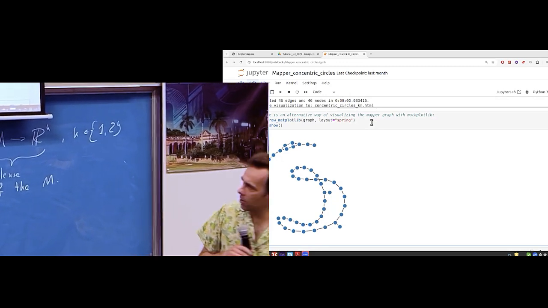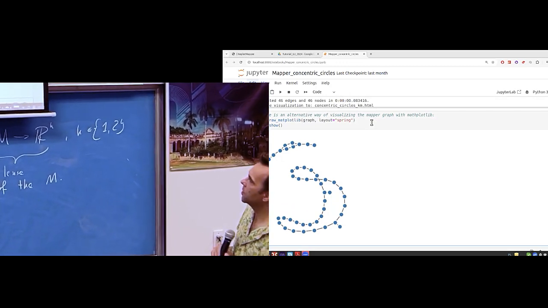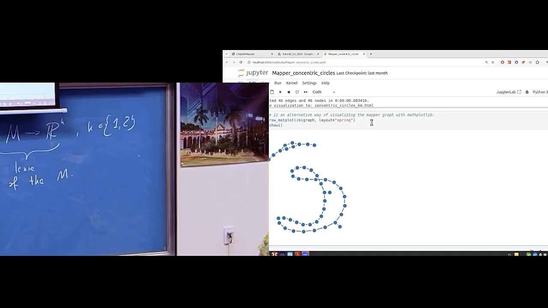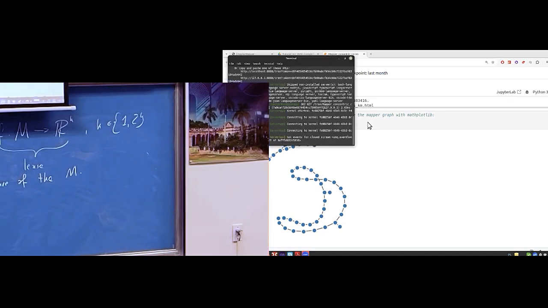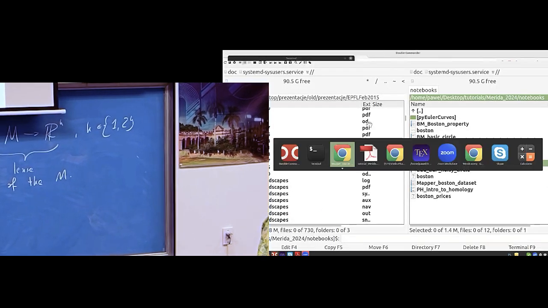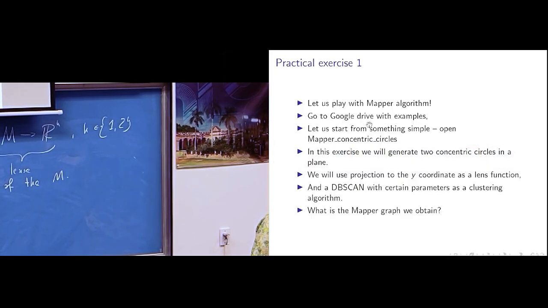We don't see any coloration. We'll see it soon in another example. And yeah, as simple as it gets. So that's the Mapper thing.